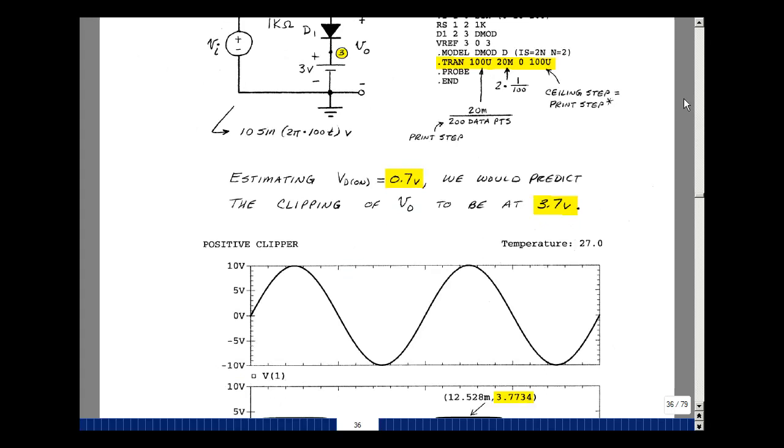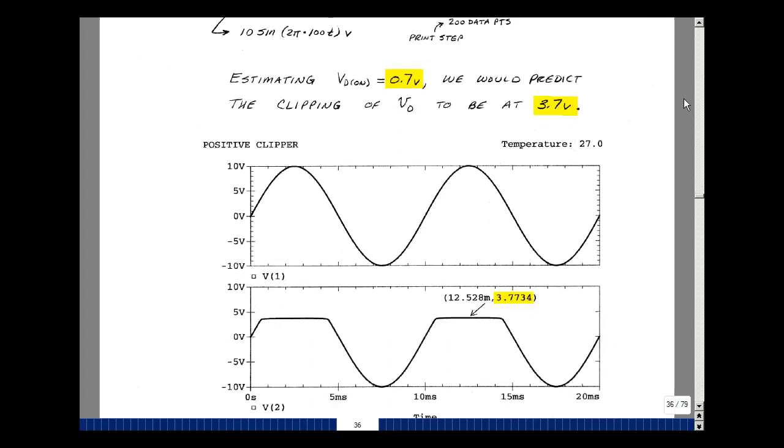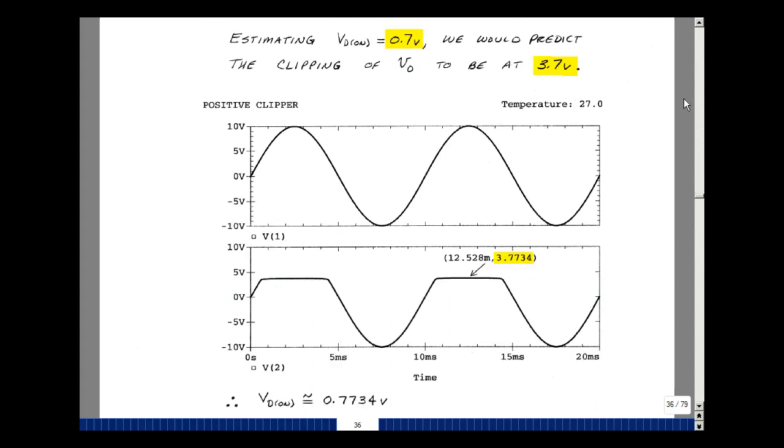But I always print out the input to see if it's what I think it is. I ask for node voltage 1, and sure enough, it's a 10-volt sine wave. And you can see here one period is 10 milliseconds, and 1 over 10 milliseconds is 100 hertz. The reason I do that is sometimes I make a typing mistake and I get the wrong waveform here, and so draw a conclusion about the output that's not correct.